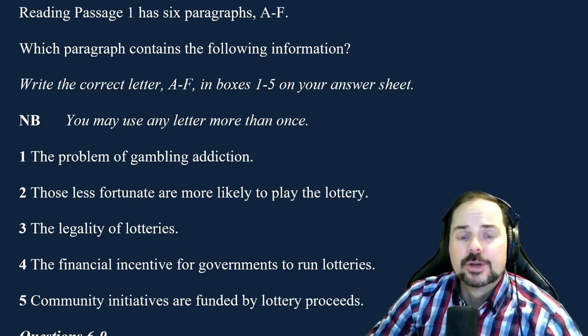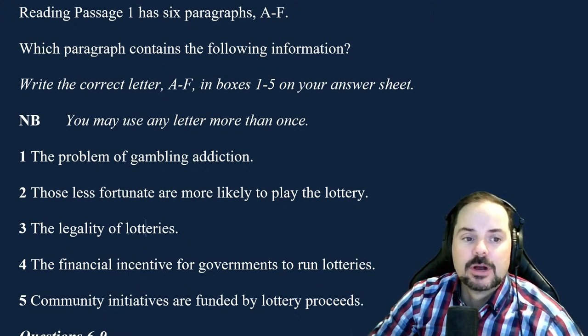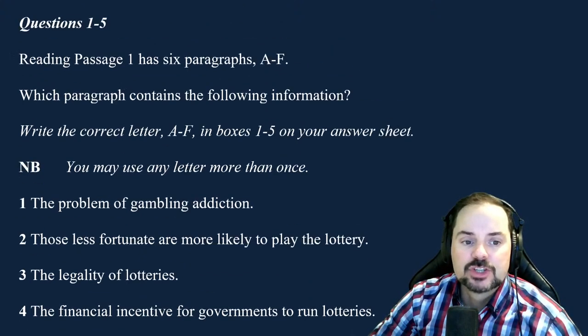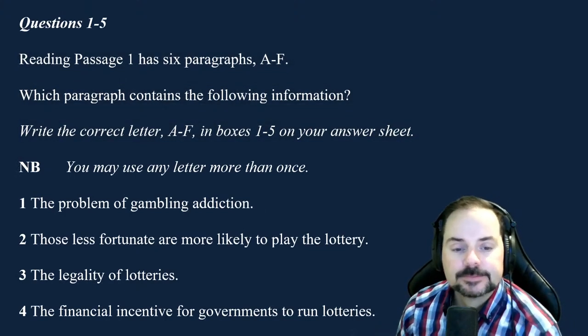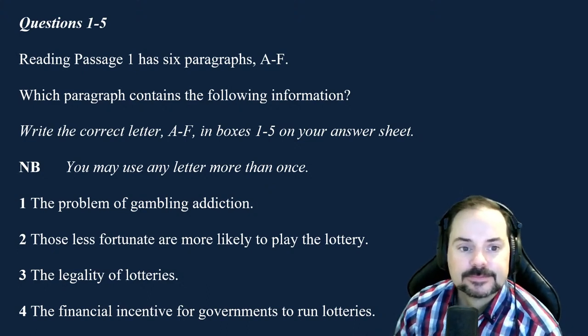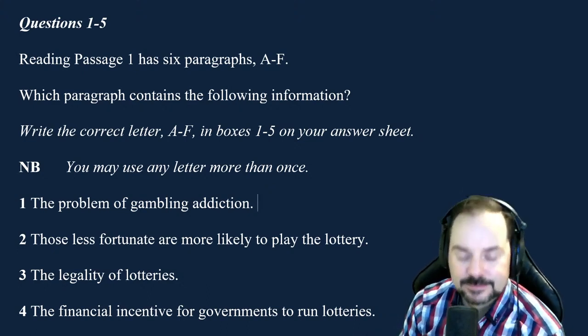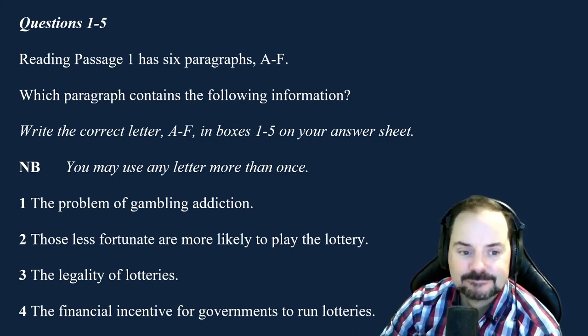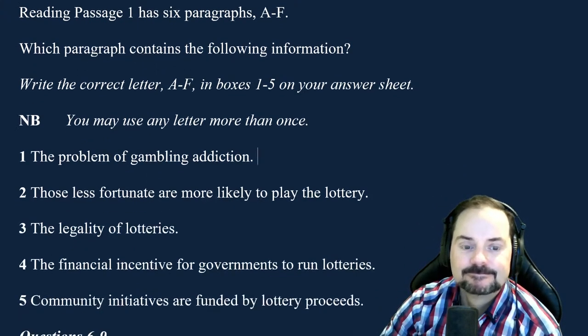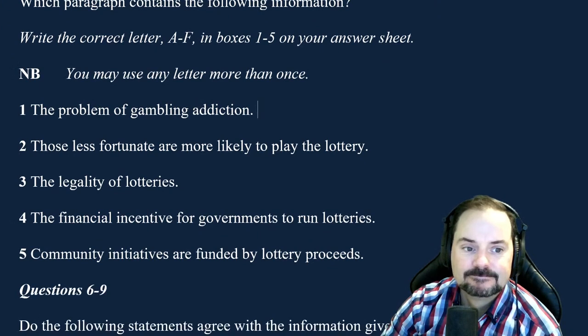All right, so we're going to answer some questions, Sarah. First of all, can you read the instructions for the first set of questions here for us, and then read question number 1? Yeah, so I have to read from reading passage 1, which has 6 paragraphs, A to F. Which paragraph contains the following information? Write the correct letter A to F in boxes 1 to 5 on your answer sheet. You may use any letter more than once.